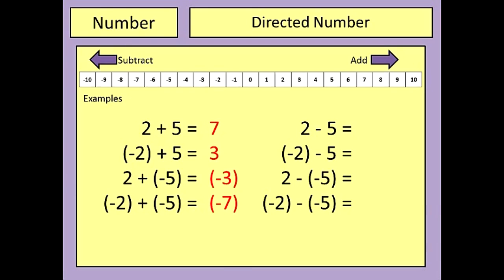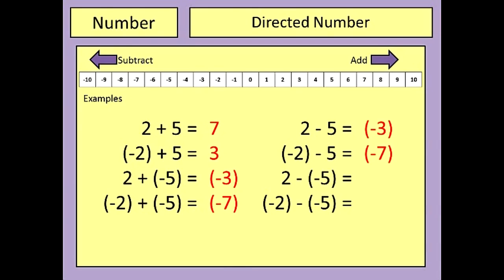Moving over to the other column now, looking at takeaways, 2 take away 5, again hopefully there's no trouble here, is negative 3. Negative 2 take away 5, again isn't that difficult. I'm going to start at negative 2 and just move 5 spaces backwards, is negative 7.